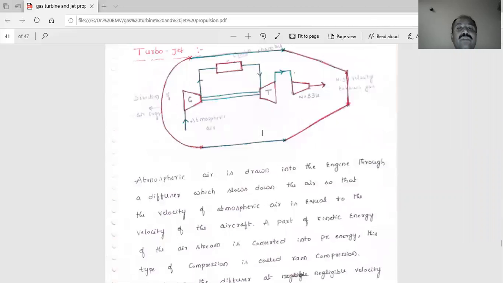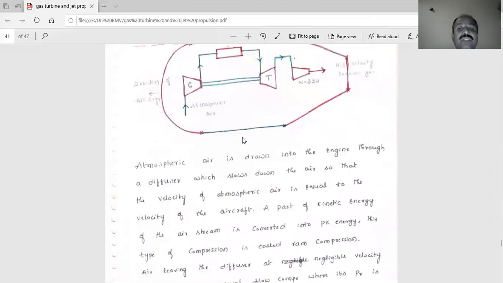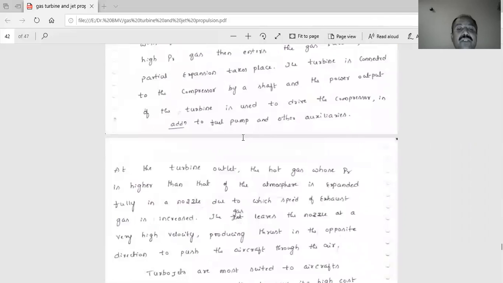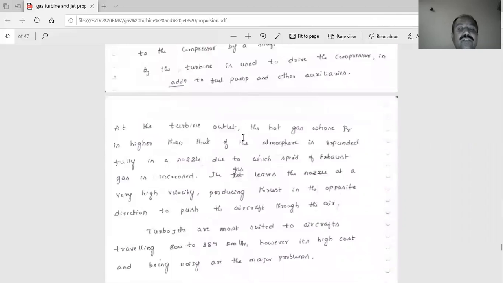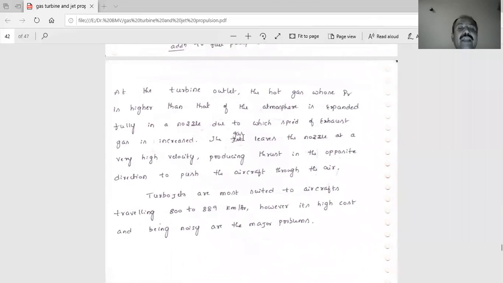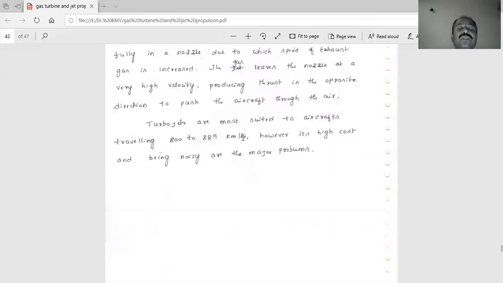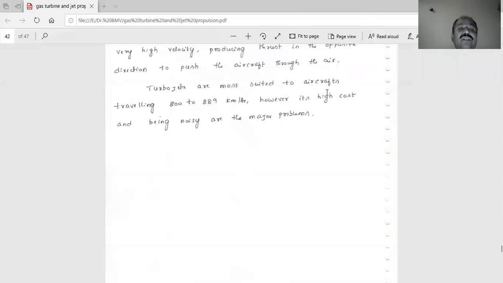Here the turbine and compressor are mounted on the same shaft. These turbojet engines are used as aircraft engines. At travelling speeds of 800 to 889 kilometers per hour, in such aircraft velocities, turbojet engines are used. One of the drawbacks is high cost, and being very noisy are the major problems of turbojet engines.